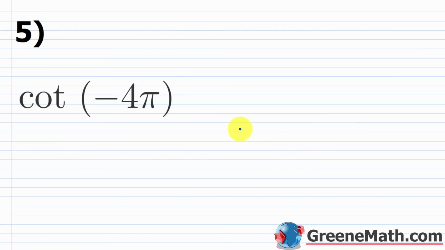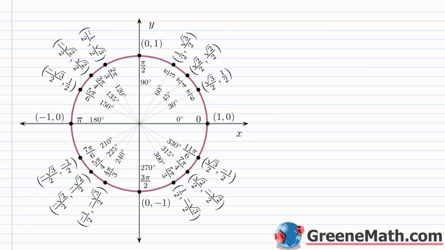All right, let's take a look at problem number 5. So here we want to find the cotangent of negative 4 pi. This is one where maybe you don't need to find the coterminal angle, because if you think about it, negative 4 pi, you're just going to rotate clockwise once and then twice, right? So that's just going to put you right there. So the coterminal angle is going to be 0, okay?